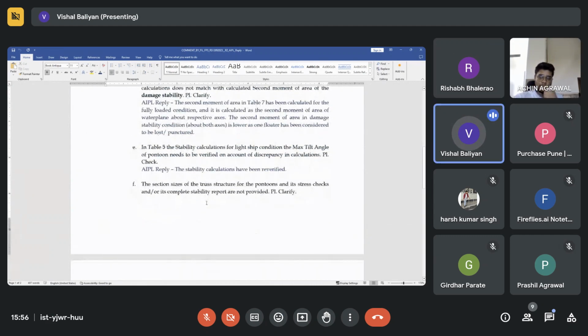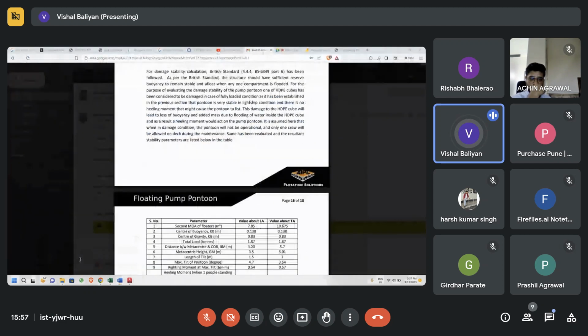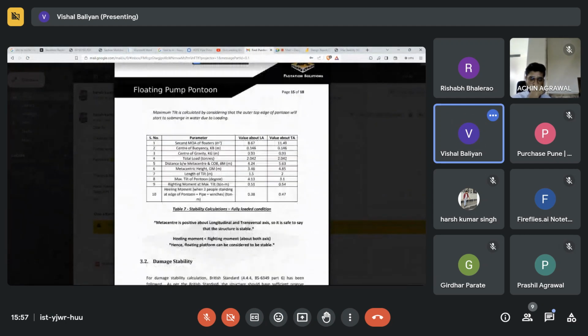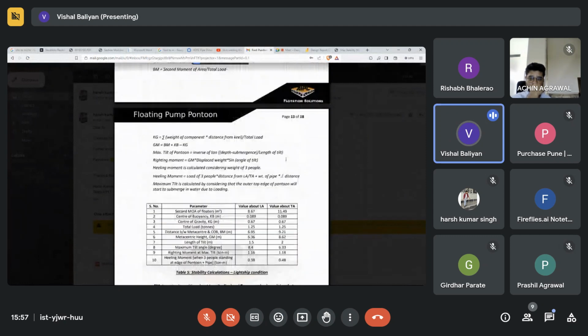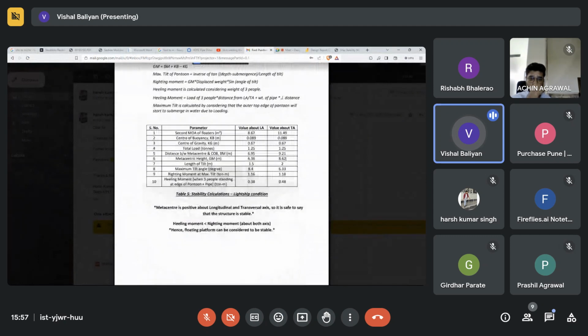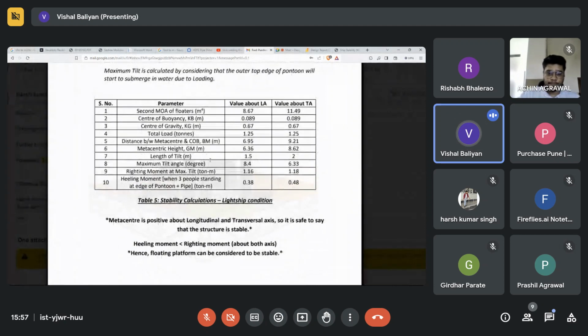Okay. So the next point also is for the light ship condition, in which the maximum tilt angle of the pontoon needs to be verified on account of discrepancy in the calculations. That also I could not understand, but again I have checked the values. So for the light ship condition, here are the stability parameters. The maximum tilt angle is there, and it is correct. I don't know what the doubt is here.